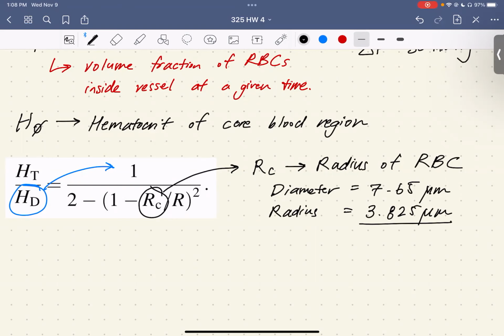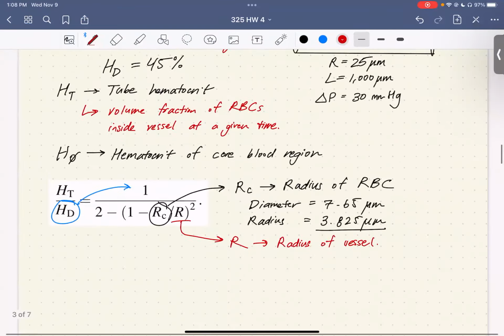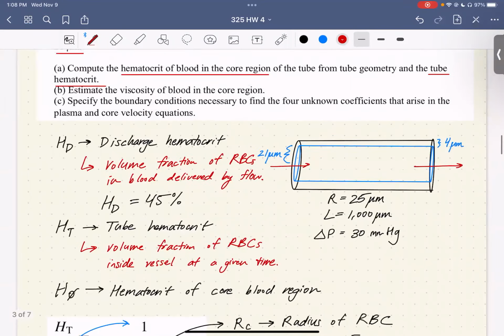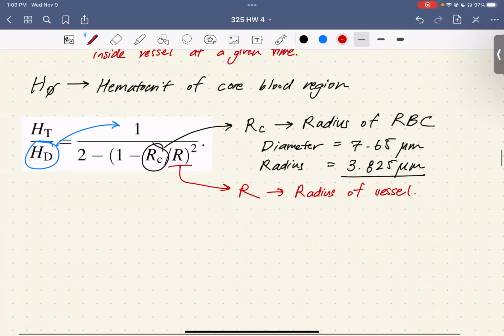Great. So we're going to keep going. Now that we have RC, R, we defined it. It's the radius of the vessel. And we know from this, it's not 21, it's going to be 25. We're looking at the entire vessel, right? Although it says there's a wall of thickness of 4 micrometers for that plasma layer, it is still in the tube that we're looking at. So we're going to be using a radius of 25 micrometers.